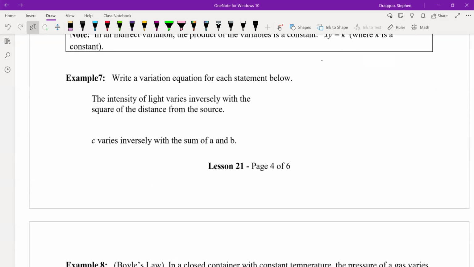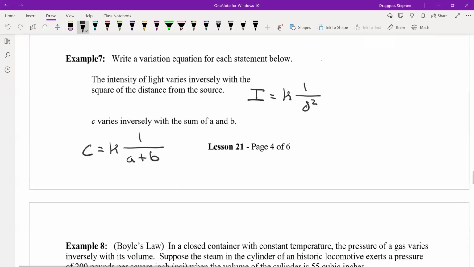So if I just write some equations over here, the intensity of light varies inversely with the square of the distance from the source. That intensity, I, is equal to k times 1 over distance squared. I and distance squared are inversely proportional. And C varies indirectly with the sum of A and B. C is equal to K times 1 over A plus B. C is inversely related or indirectly proportional to the sum of A and B.